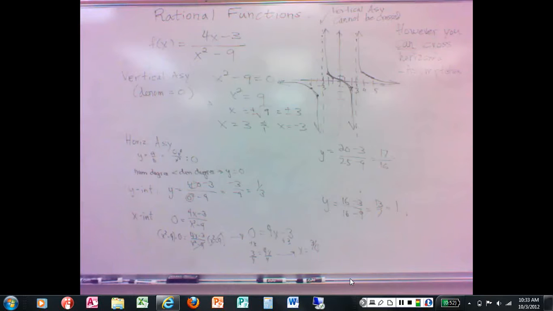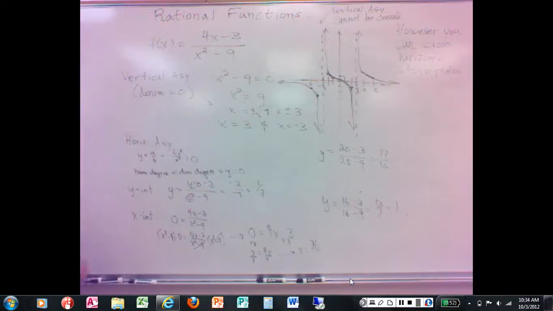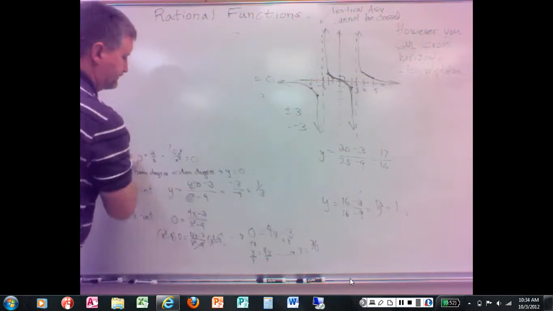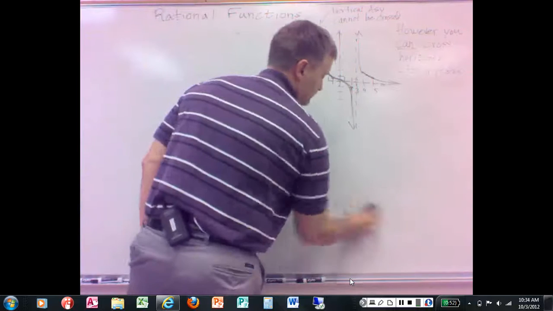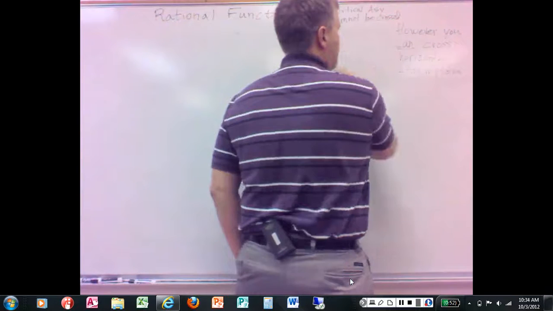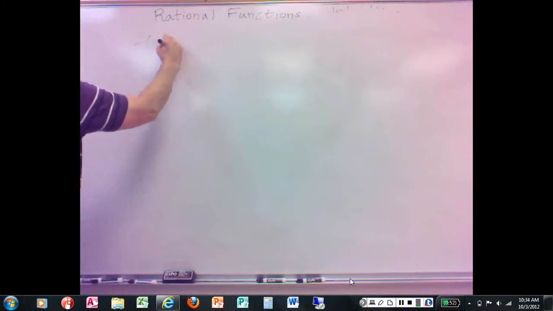All right. Okay, let's start. Let's do one more. One more of these nice rational functions. They're probably the most complicated ones we've done so far. Would agree with that assessment if you were thinking that.